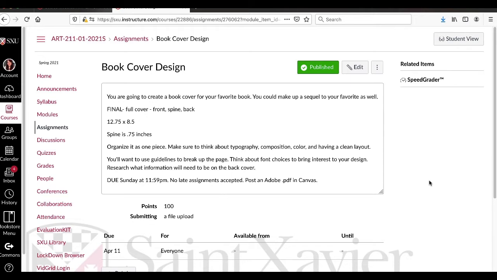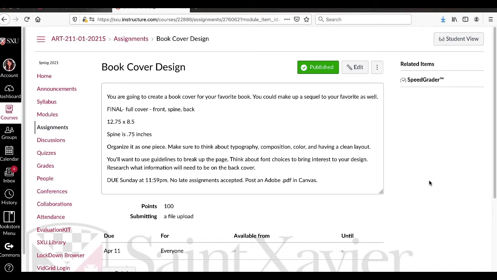The piece is going to be 12.75 by 8.5 inches. The spine is 0.75 inches. You want to organize it as one piece, okay? Even if each side is a different image, I just want to see it as if we're laying it out. Think about typography, composition, color, cleanliness. Try to make this a portfolio piece for yourself, okay?